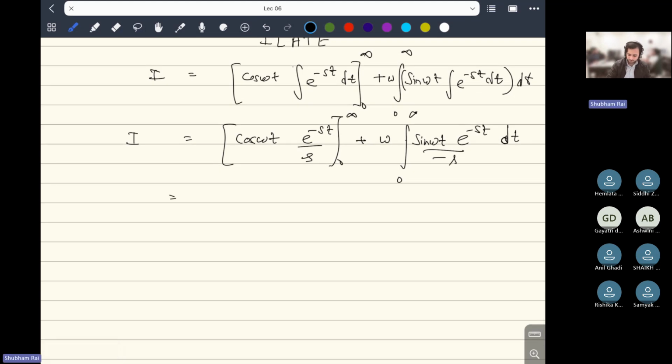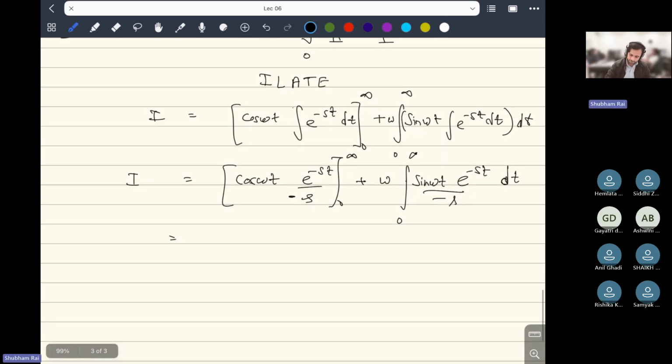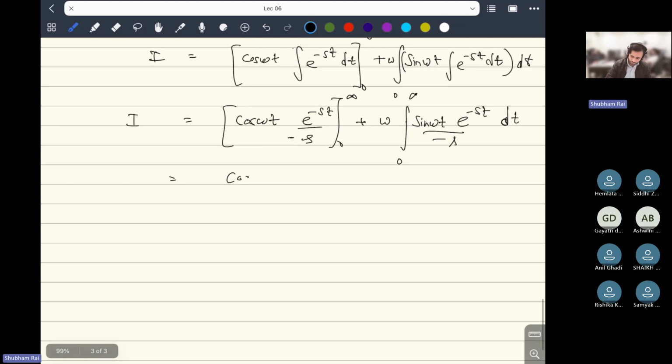Put infinity, so you will get 0. Here it is minus infinity. Finally, you will get cos omega t divided by s, and then here you have minus omega, from 0 to infinity. And then here you have to apply this integration by parts again for this integral.